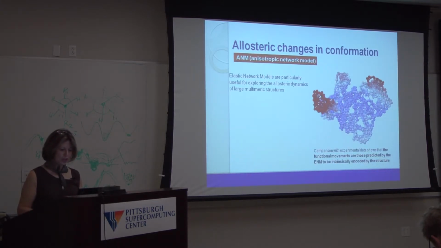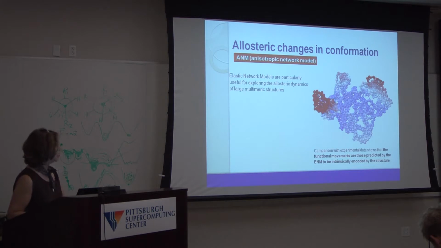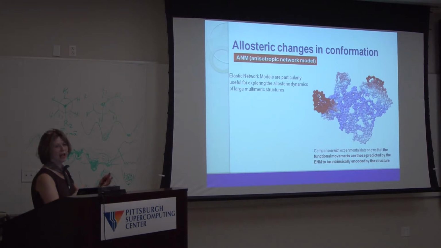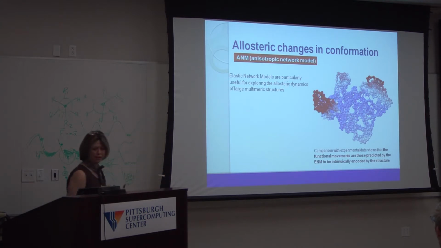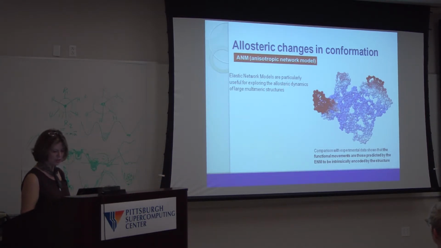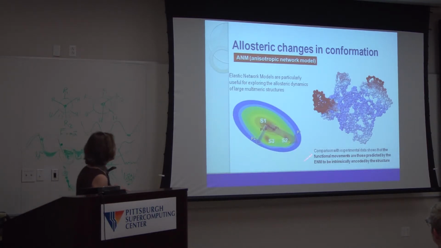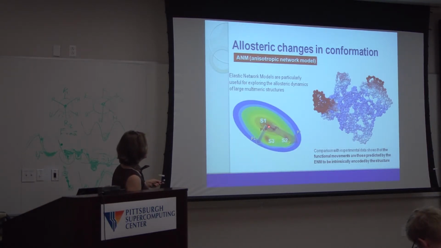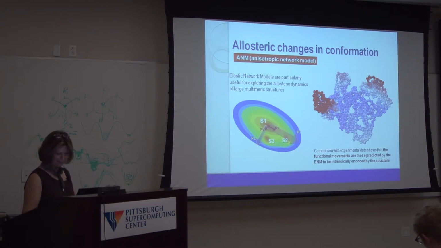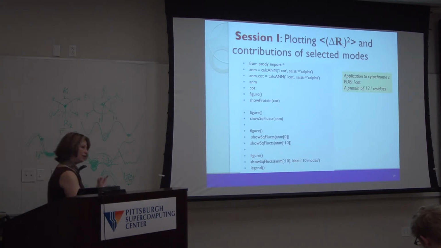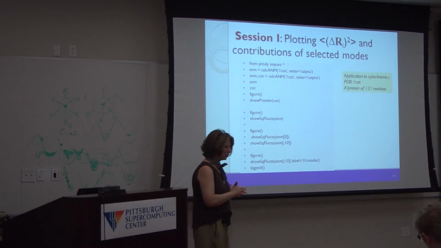Now the most important application is when we want to examine allosteric changes in conformations. That has been a major utility. We have been comparing with experimental data, and in particular for allosteric dynamics for signal transduction, this is one of the most powerful methods. So in the energy landscape where the molecule is originally placed, we identify what the first mode and second mode are, usually.